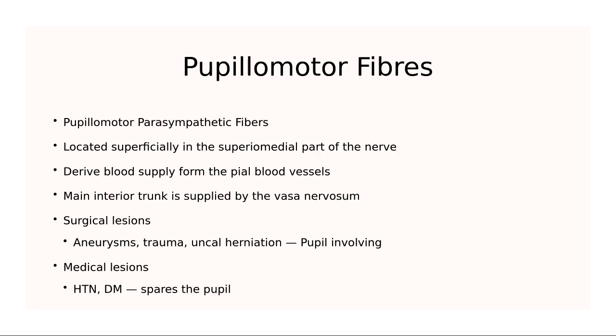So the fibers that are going to supply the pupil, or the pupillomotor fibers, are parasympathetic, and they're located more superficially in the superior medial part of the nerve, and they're going to derive their blood supply from the pial blood vessels. The main trunk is supplied by the vasa nervorum. So surgical lesions such as aneurysms, trauma, or uncal herniations are usually pupil involving, whereas medical lesions such as hypertension and diabetes are going to spare the pupil.